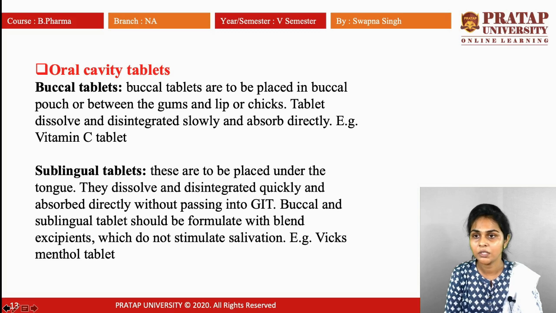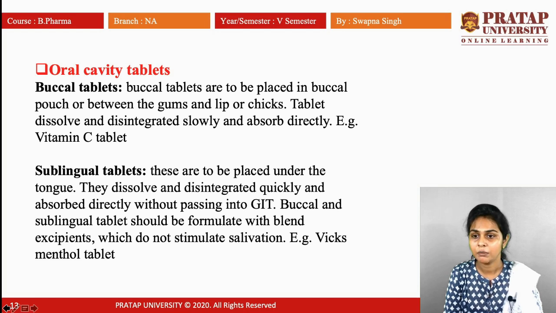In oral cavity tablets, the first subclass is buccal tablets. Buccal tablets are to be placed in the buccal pouch, between the gums and lips or cheeks. Tablets dissolve and disintegrate slowly and absorb directly. Simply you take the buccal tablet and place it in the buccal pouch between the gums or lips or cheeks. These tablets dissolve in the buccal cavity and their disintegration time is very slow, and they absorb directly into the blood. For example, vitamin C tablets.